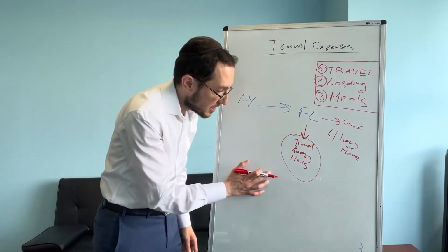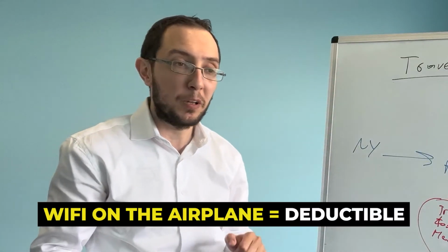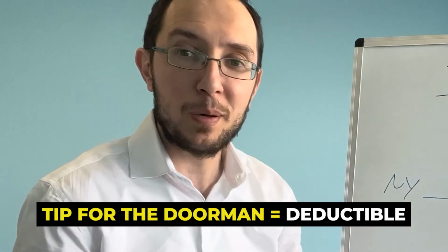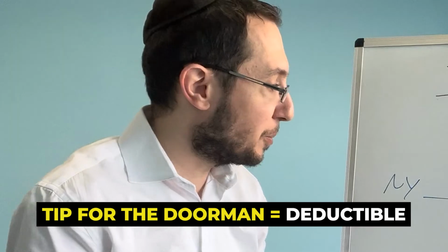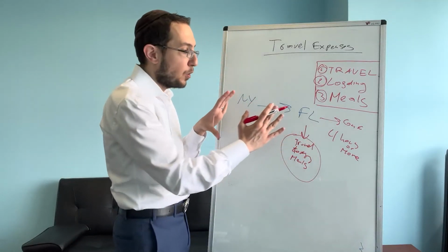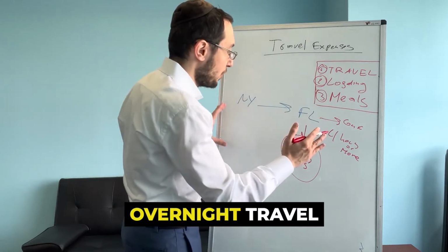I've just listed 3 things here. For example, you paid for Wi-Fi on the airplane, that becomes deductible. You tipped the doorman, or the guy who brings up your luggage, that is tax deductible. Everything, because you have a travel day, right? You're traveling for 1 day or more, and it's an overnight travel. That's what's important, is that it's an overnight travel.